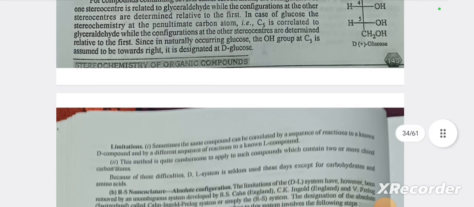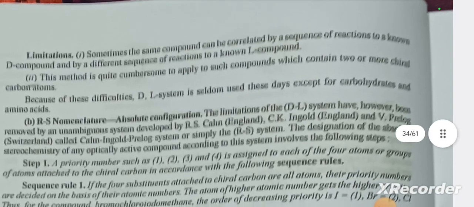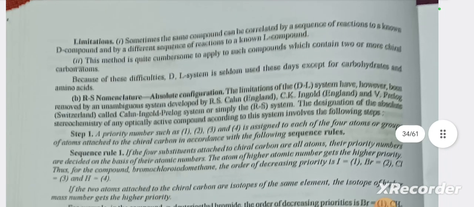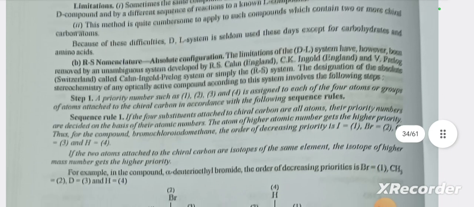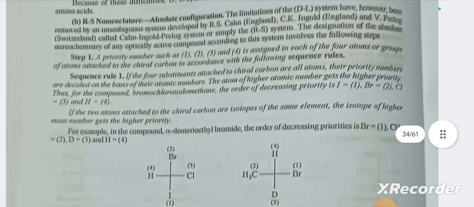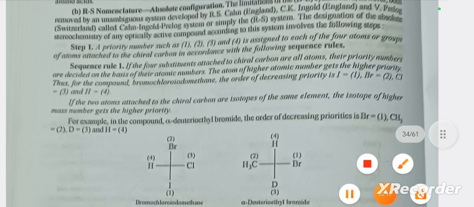Since in naturally occurring glucose, the OH group at C5 is assumed to be towards the right, it is designated as D-glucose. Limitation: sometimes the same compound can be correlated by a sequence of reactions to a D compound and by another sequence of reactions to an L compound. RS nomenclature, absolute: the limitation of the DL system has, however, been removed by an unambiguous system developed by Cahn, Ingold and Prelog.